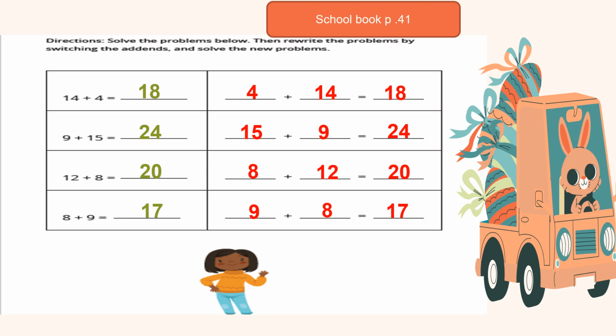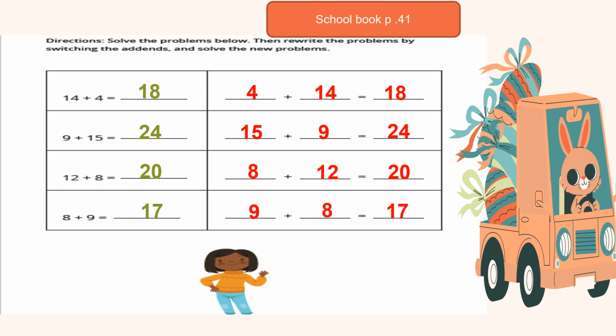Now example number 2. 9 plus 15. Yes, we can use the counting on strategy. 15 in your mind, 9 in your hand. After 15: 16, 17, 18, 19, 20, 21, 22, 23, 24. So we will switch the addends. 15 plus 9 also will equal 24.